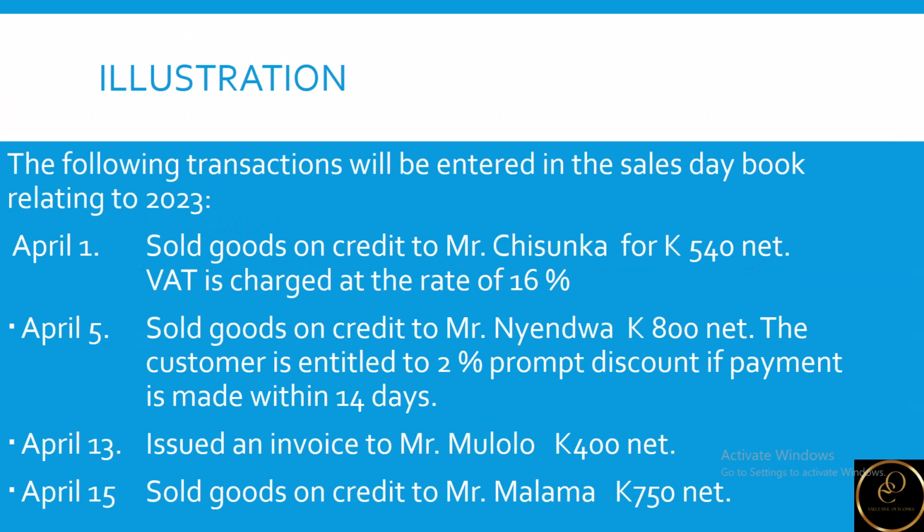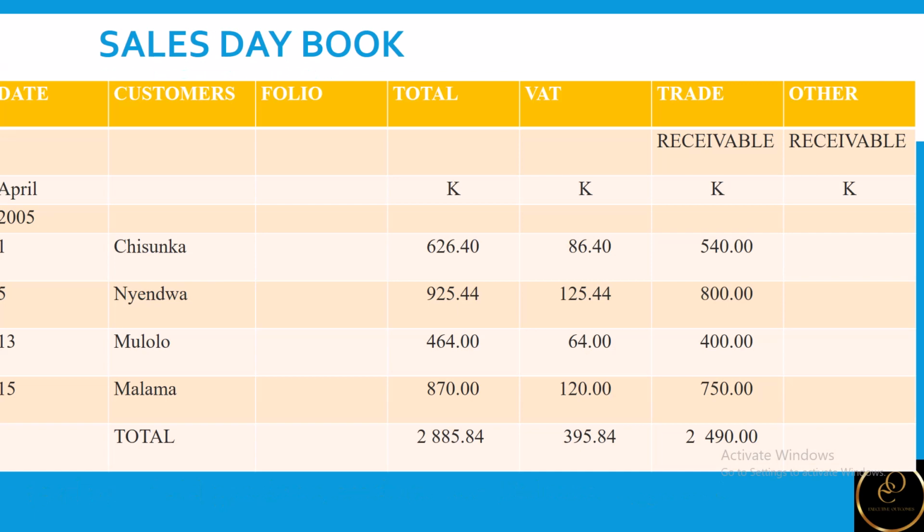Finally, let's look at the transaction involving Mr. Malama that took place on the 15th of April. Sold goods on credit to Mr. Malama, 750 kwacha net. Likewise, we are going to just calculate the 16% of 750 kwacha. We get 120 kwacha as value added tax. Therefore, the total amount which Mr. Malama is going to pay, including VAT, will be 870 kwacha. So that is the recording.